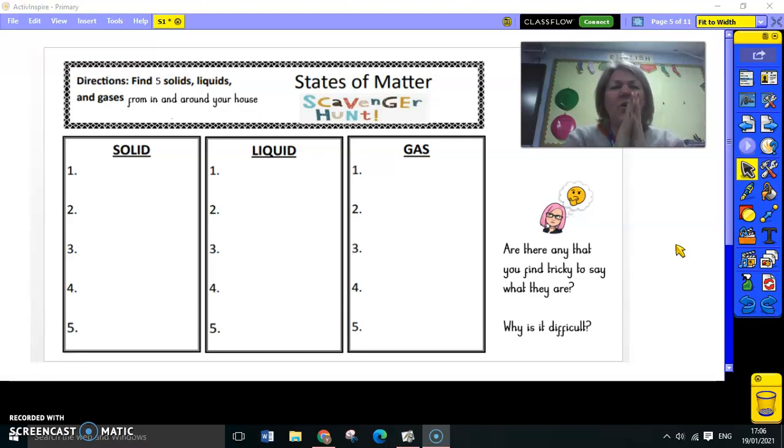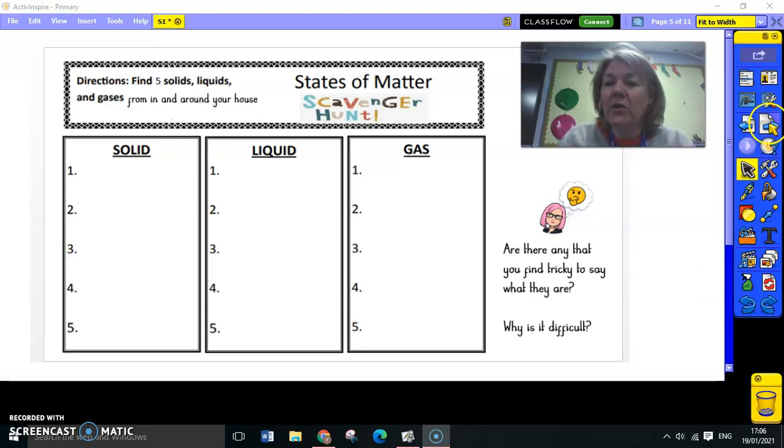So did you find any objects that you were like, this one I think is a solid, but it's got some of the properties of a liquid? I wonder. So pause us now, go off and do your little scavenger hunt. I'll be interested to see what you come up with, and maybe you could answer this question down here. Were there any tricky to say what state of matter they were? And if they were, which objects were they?